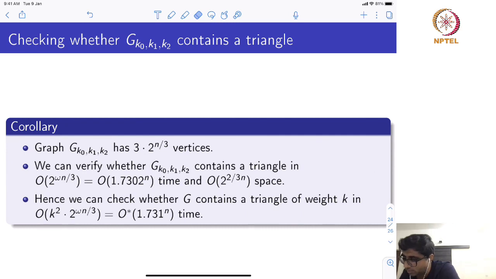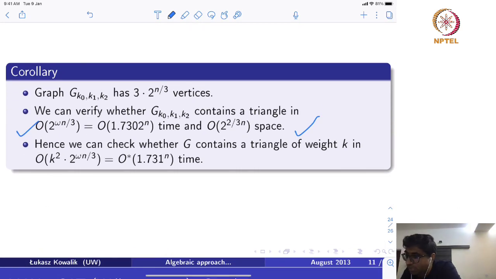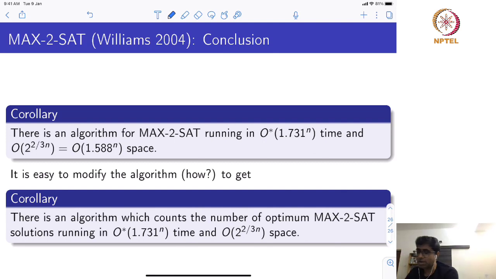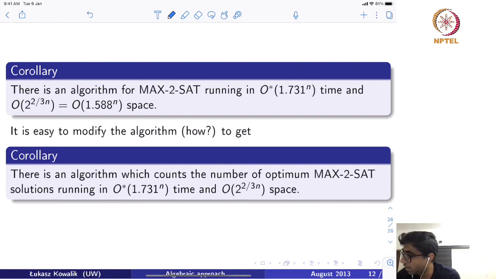So given all this, we can verify whether a graph contains a triangle in this much running time and this much space, because you also have to store a big graph. Hence we can check whether G contains a triangle of weight K in time K squared times 2 to the power 2 omega n by 3, because you have to try all possible values of K. So in this much running time, we can find the maximum number of satisfying assignments. What we learned is that there is an algorithm for Max 2-SAT running in this much time and this much space. In fact, you can also count the number of these, and here is an exercise which I would like to give to you.